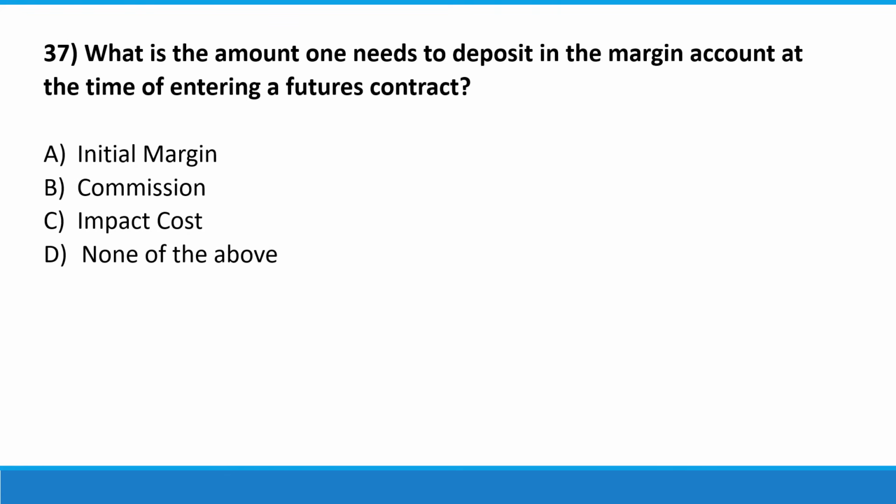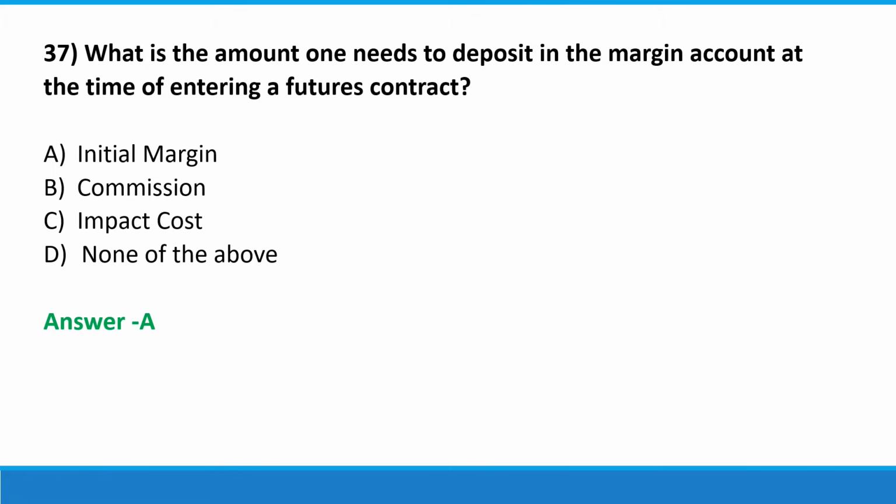Next question. What is the amount one needs to deposit in the margin account at the time of entering a futures contract? Option A, initial margin, option B, commission, option C, impact cost, and option D, none of the above. The correct answer is option A, initial margin.